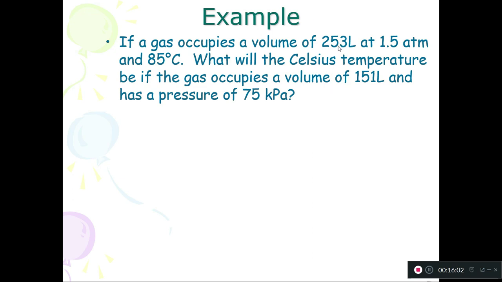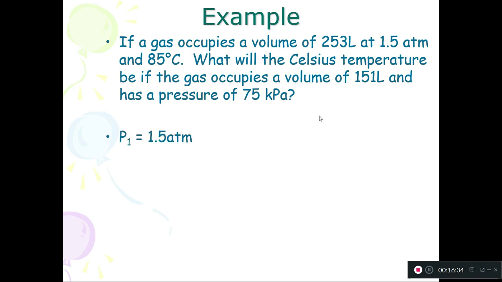Now let's look at this going crazy. We have a gas at 253 liters at 1.5 atmospheres and 85 degrees Celsius. I want to know what's the Celsius temperature if the gas occupies 151 liters, it's getting smaller, and has a pressure of 75 kilopascals, which is also getting smaller. So the pressure is getting smaller and the volume is getting smaller. Let's see what would happen to the temperature.